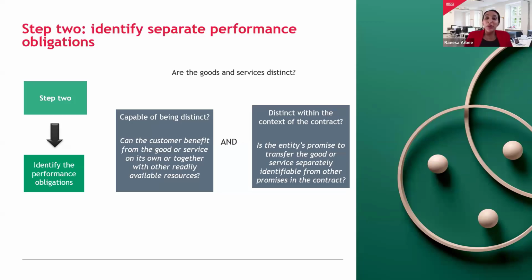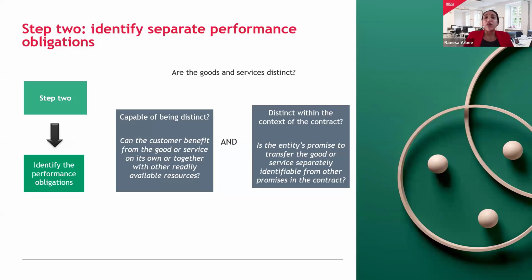Perfect. And arguably, this is one of the areas that entities struggle with the most. One of the most significant judgment areas in this step is taking the list of promised goods or services in your contract and determining whether each of them is distinct. So do you have separate performance obligations, or should they be combined? There are 2 criteria, as listed on the slide, that must be met in order for a good or service to be considered distinct.